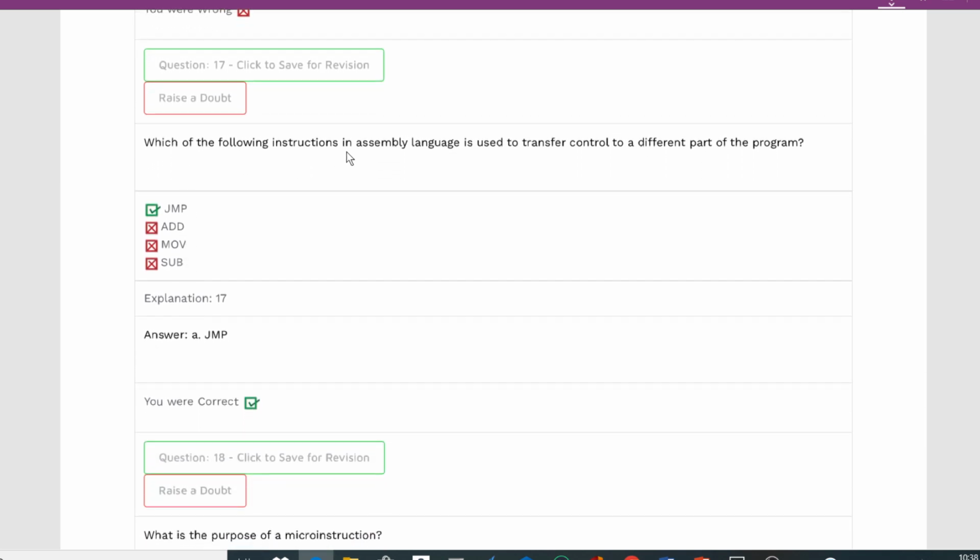Now which of the following instructions in assembly language is used to transfer control to a different part of the program? So here the correct option is JMP, jump. So this is a question from microprocessors. You can read the instruction cycles and instruction codes of 8085 as well.